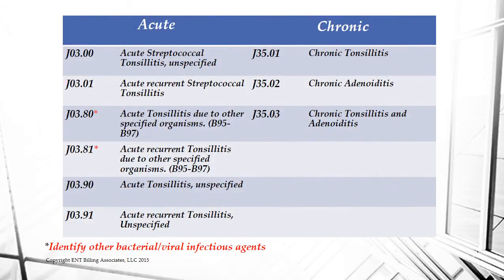The table on this next slide presents all the code expansion for tonsillitis and adenoiditis. This table also includes which codes require identification of an infectious agent. We've denoted that by the star next to those two codes. So as you can see, the third code and fourth code down under acute have that star to identify that another bacterial/viral infectious agent must be specified.